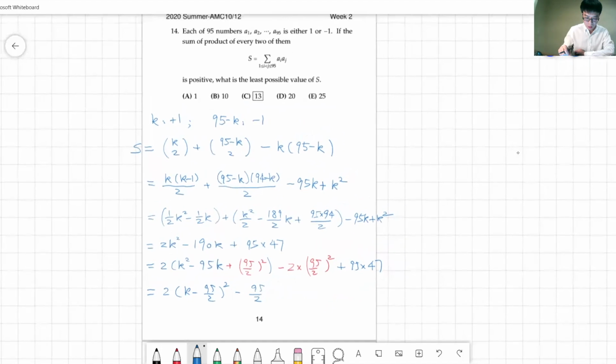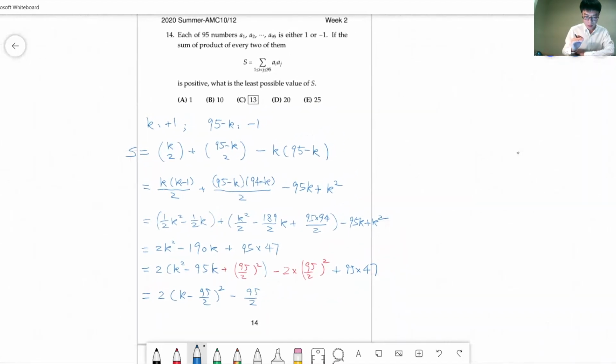So from the problem, we know that the function S is positive. If there's no requirement, we can basically choose k to be as close to 95/2 as possible. So we choose k equals 47. That's the minimum value of S. But this gives a negative value of S. Here we consider S to be positive. That's the requirement. So k cannot be 47. We should choose this square such that this difference is positive.